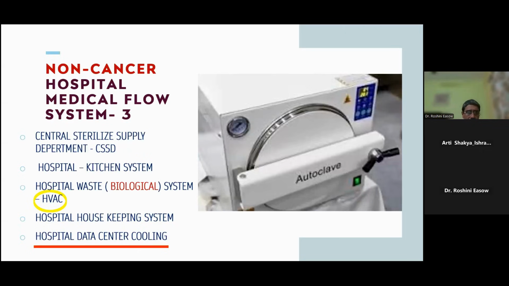Third, which I'm showing, is the central sterilized supply department, CSSD. Now all the big hospitals are using the CSSD. What is a CSSD? Whenever the different types of tools used in the surgery room are finished, they come through the black corridor to the CSSD room. It is a central sterilized supply department. It is basically an electrical boiler, called an autoclave.